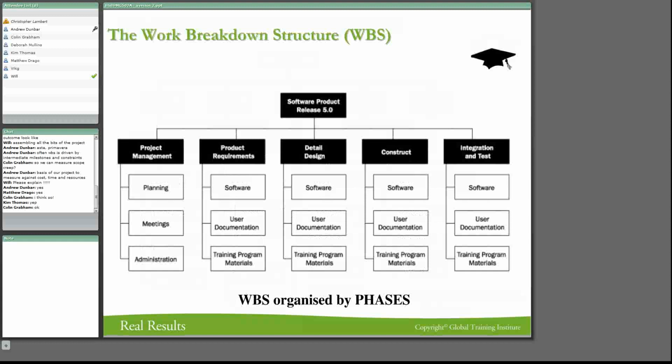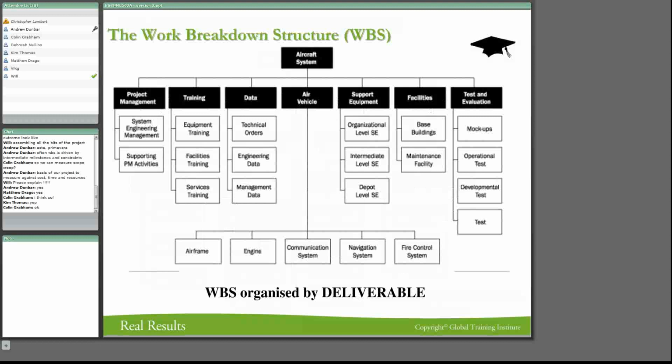This one is fairly common in developing software. Now here's another way of breaking down structures. This is organized by deliverables. You'll see there's the system engineering management, and there's supporting project management activities. But then we have training before we start. We have equipment training, facilities training, and services training. And then we have the data: the technical orders, the engineering data, the management data. This one has to do with building an aircraft.